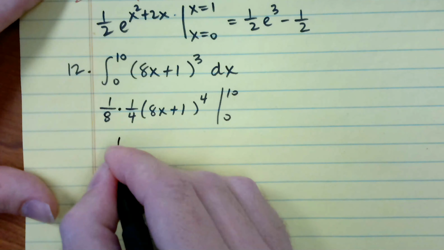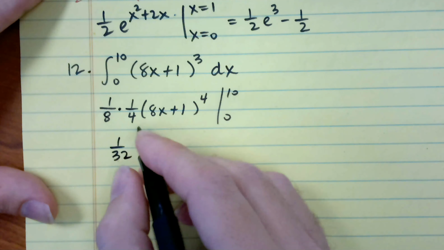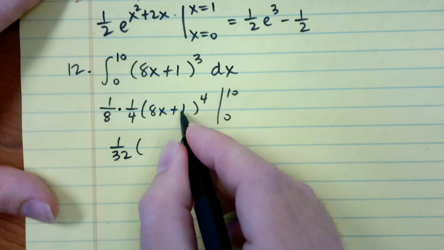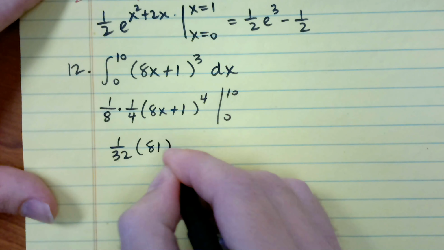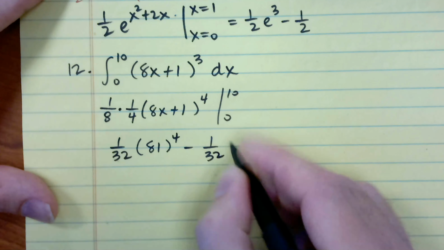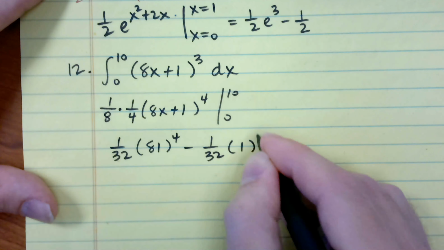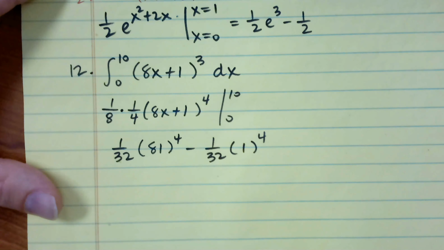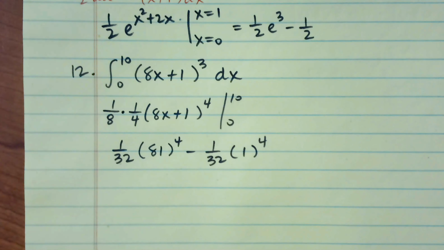So 1/32 of 81 to the 4. Ooh, that's a pretty big number. Minus 1/32 of 1 to the 4. And that's going to be as far as we need to go, because 81 to the 4 is just a massive number, and I don't think we need to do anything else with that.